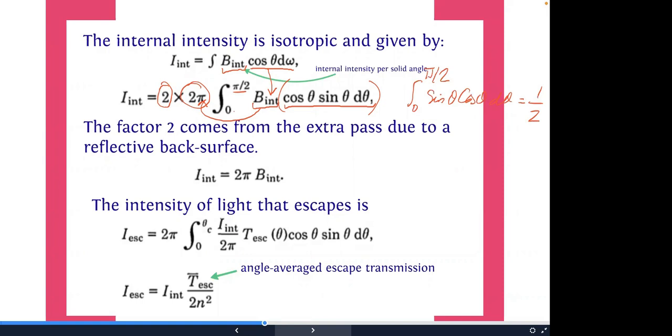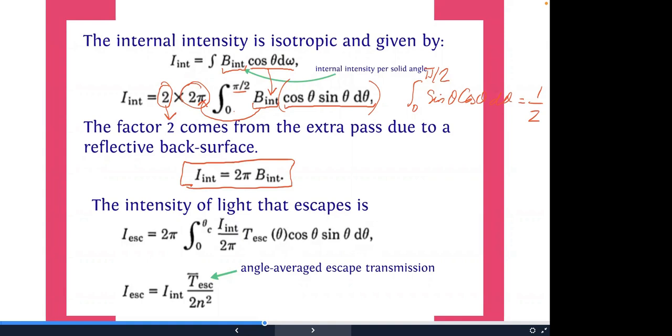this factor of 2 here comes from the extra pass due to the reflective back surface. I didn't talk about it, but remember in the previous example, we had a mirror at the bottom which reflects the light back into the material that gives it an extra pass. That's where the factor 2 comes from. So you end up with a very, very simple expression that internal intensity is 2 pi times B, which is the brightness or intensity per unit solid angle inside the material.